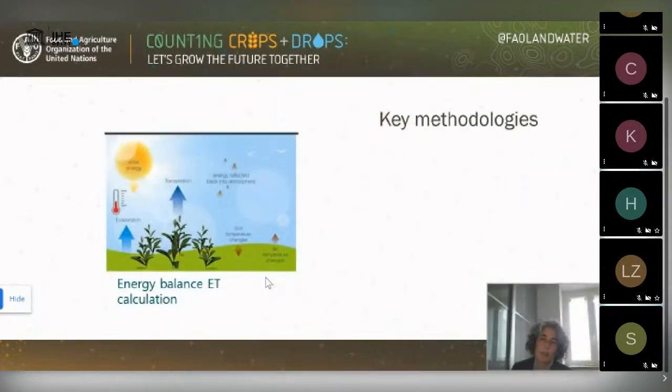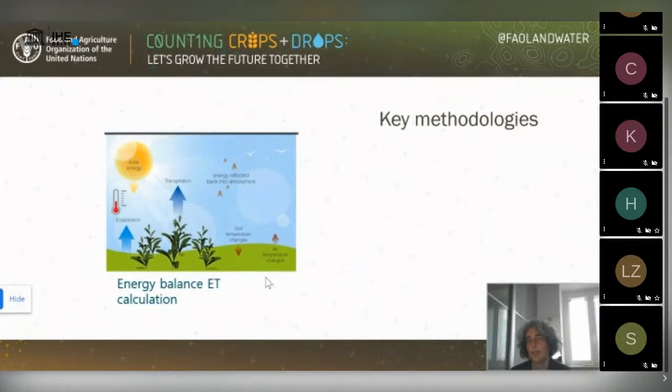At the same time, just two words on the key methodologies behind the data. To calculate the evapotranspiration, the water consumption, we use an energy balance approach. That means that through the satellite, we can assess how much solar energy reaches the surface, how much of that goes into heating the air or the surface, and how much is reflected in the atmosphere.